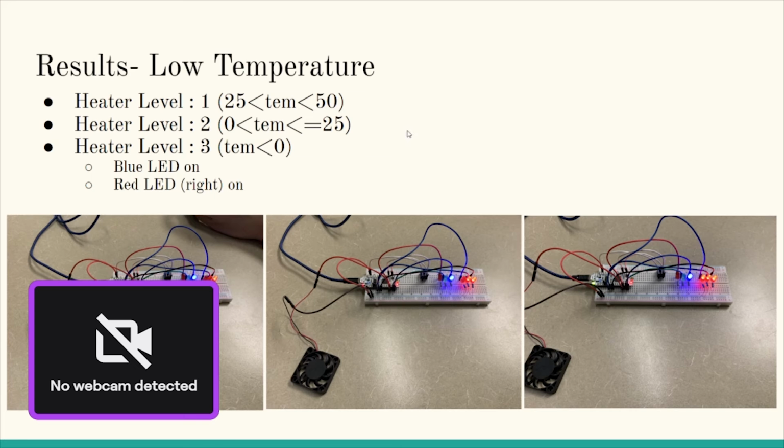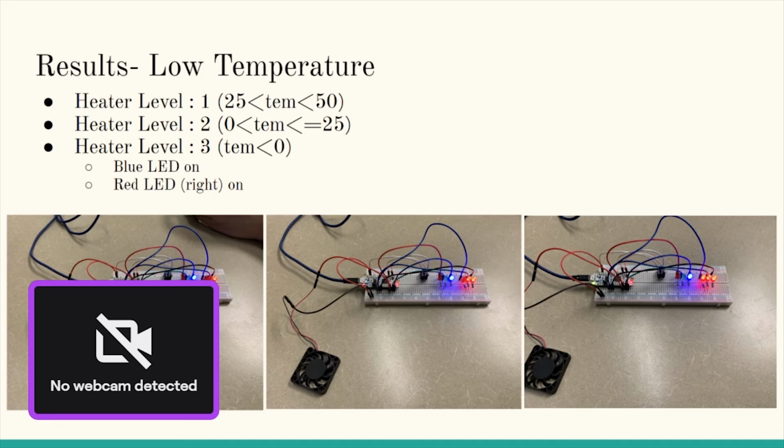So for the results, we find it hard to measure in a real cool and hot environment. So we use the potentiometer to measure the temperature in a low or hot condition. So when the temperature is low, we will see the blue LED is lit, and then when the temperature is less than 15 Fahrenheit, bigger than 25, the heater level is 1. We see one red LED is lit, and then when the temperature is less than 25 Fahrenheit and bigger than yellow, then the heater is level 2.